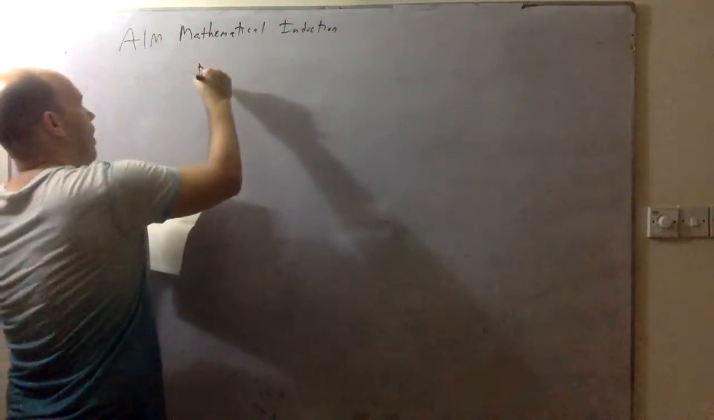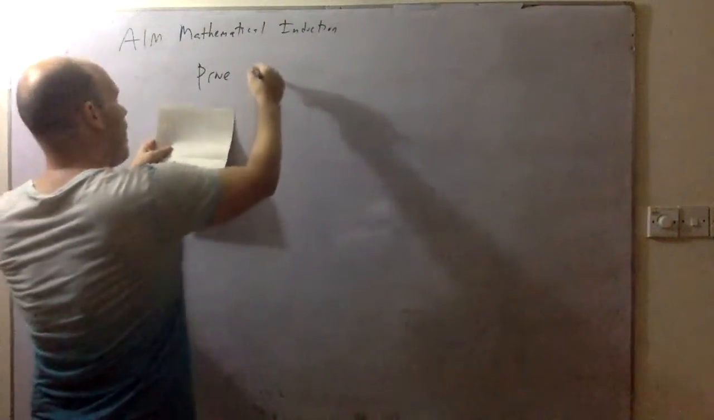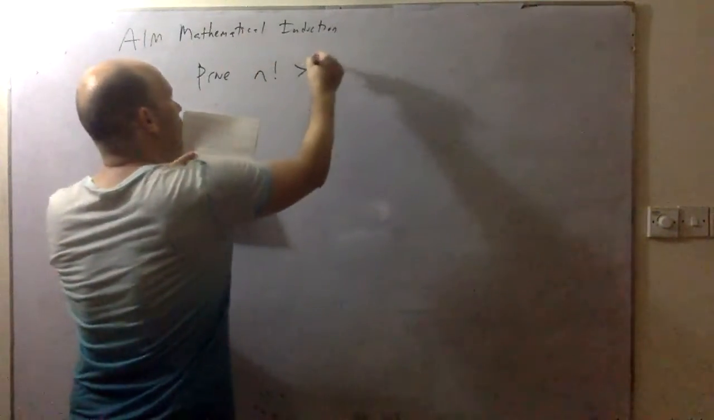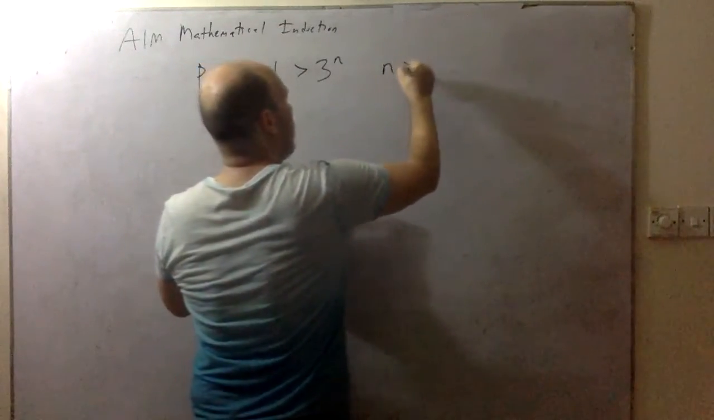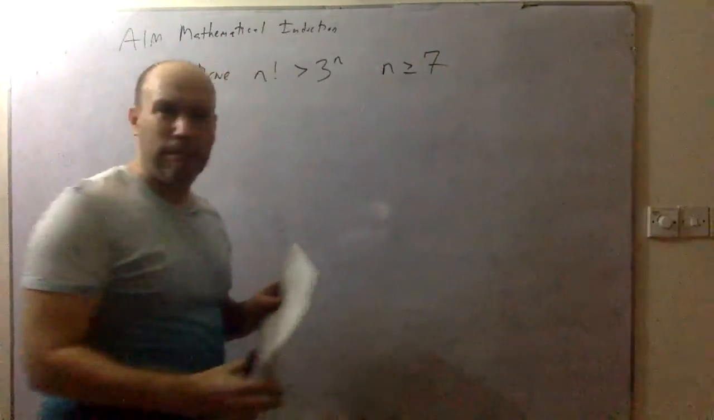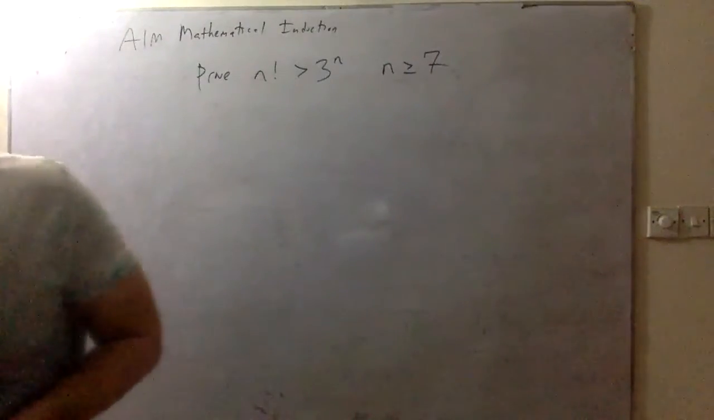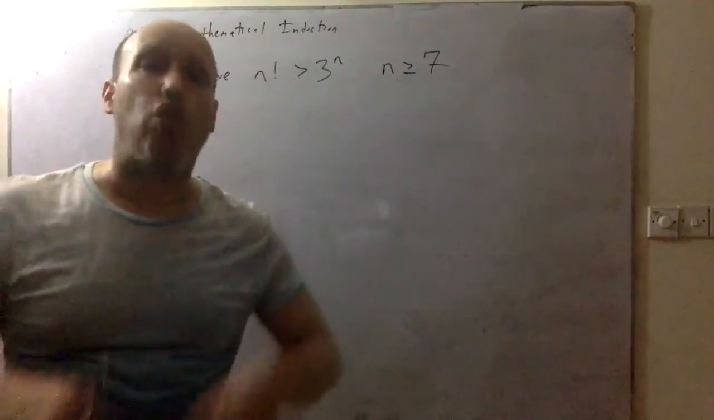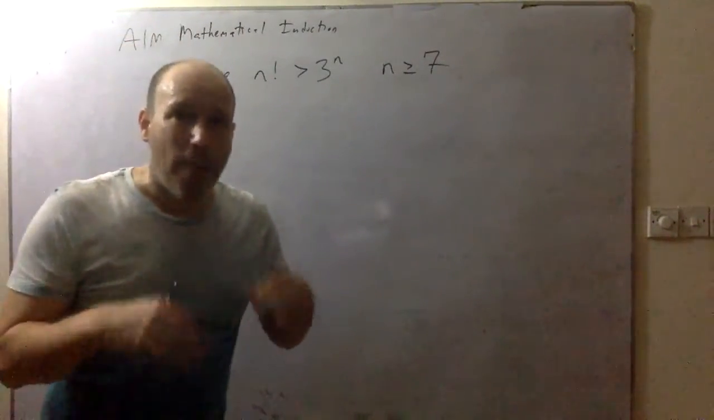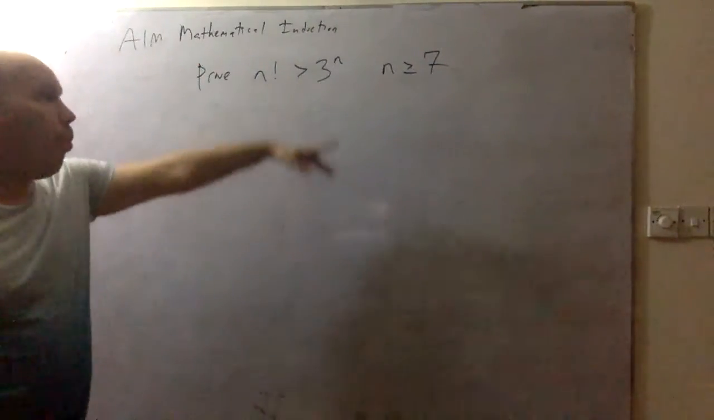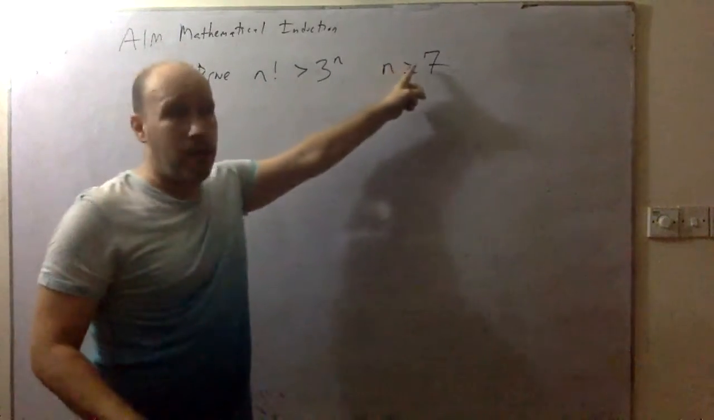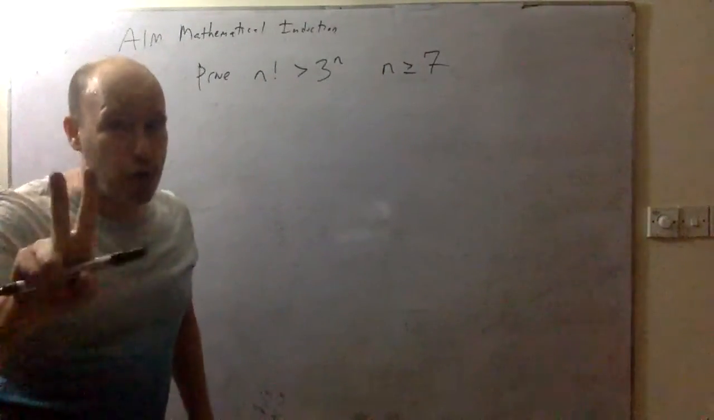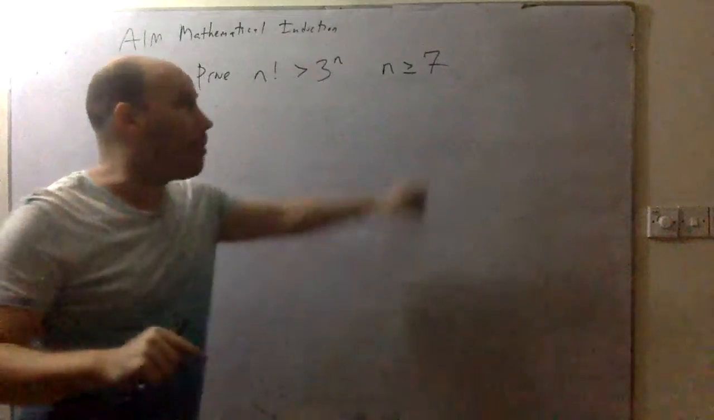Is there another one I would like to do? Prove that n factorial is greater than 3 to the n for n greater than or equal to 7. Looks weird, but you're going to be told to use mathematical induction, so you can get most of the points by just following the steps. First of all, what's the first value of n we're looking at? We're looking at n greater than or equal to 7. We're not starting at 1 or 2. We're starting at 7. Pay attention.